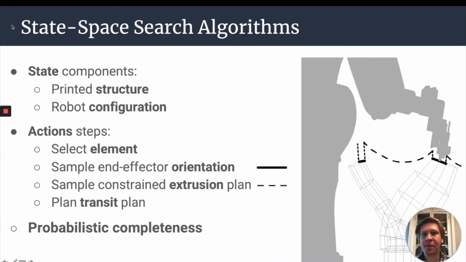We present several probabilistically complete state space search algorithms for extrusion planning. Here, the state consists of the currently printed structure and the robot's configuration. At each state, the search selects the next element to be printed, samples the end effector orientation for the extrusion, performs constrained motion planning to find the trajectory of the robot that actually extrudes the element, and finally plans a transit motion from the robot's current configuration to the initial configuration of the extrusion trajectory.